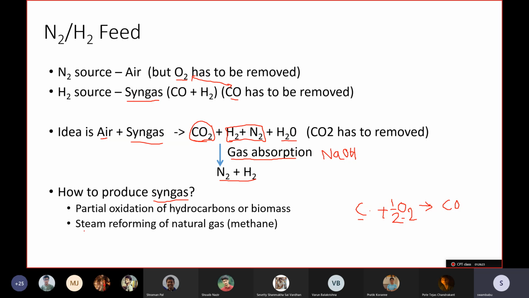Another thing is steam reforming of natural gas. Steam reforming of natural gas also produces syngas.